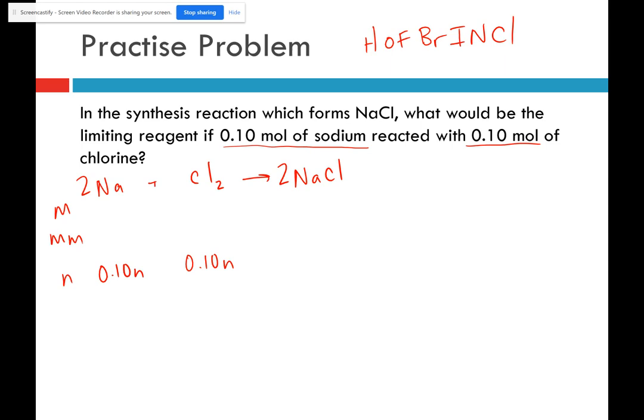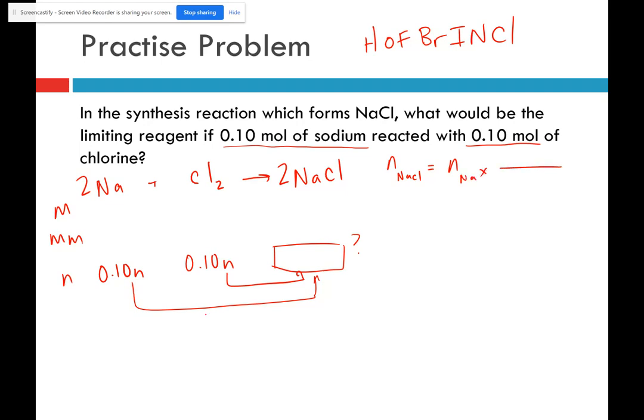So it says, what's going to be the limiting reagent? Well, I'm going to figure out how much sodium chloride each of these can make. Whatever can make less is going to be limiting. Okay, so I'm going to say how many moles of sodium chloride can I make if I use up all of my sodium? I'll do that, like always, using my mole ratios.